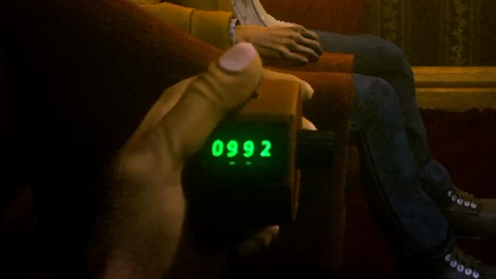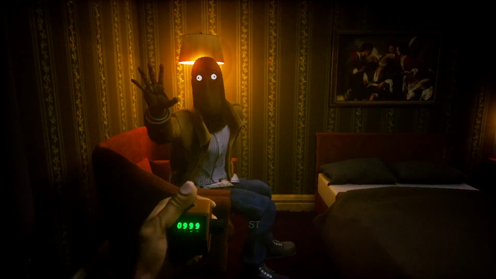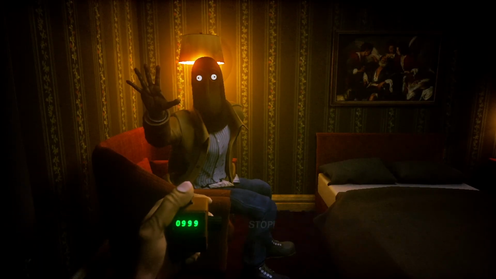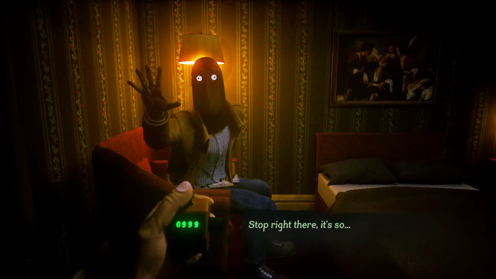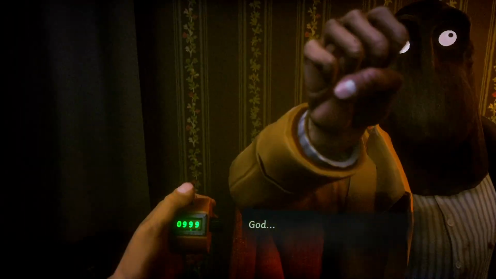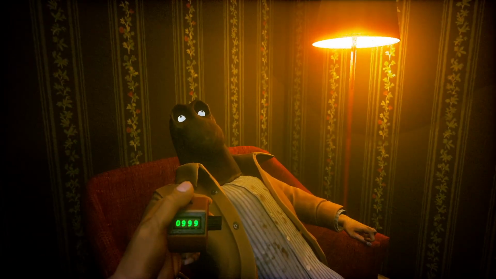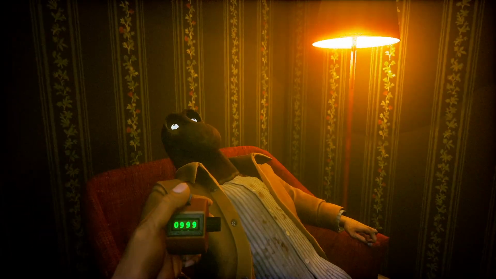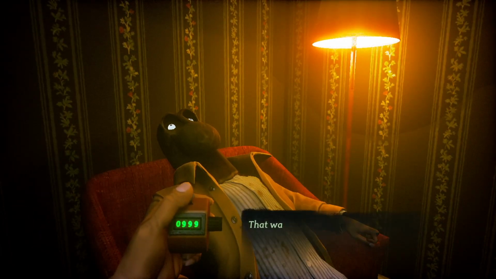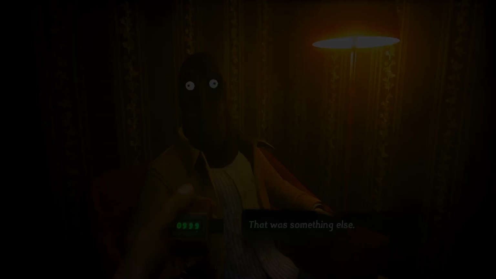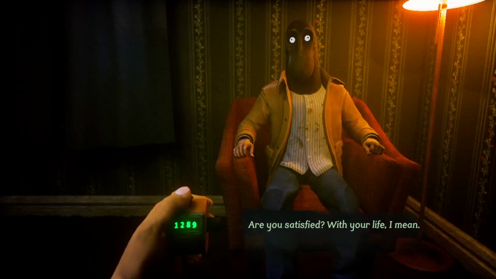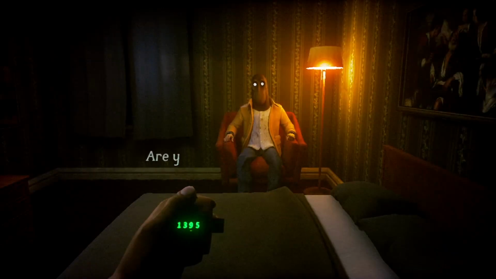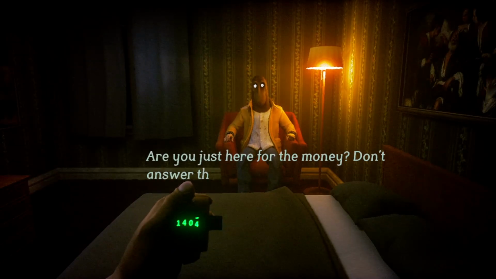Just before the clicker hits 1000, the masked man orders Ross to stop, where he really takes his time as if reaching his height of pleasure, when after several seconds he collapses into his armchair. After this strange experience feeling off, yet going along with the masked man's requirements, the masked man seems to be interested to know more about Ross, asking him about his life and if he's happy with it. The man proceeds to ask the protagonist if he's here just for the money, as if trying to get a more meaningful connection with him.